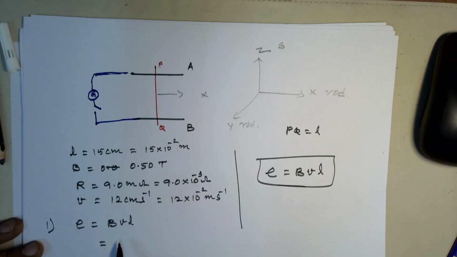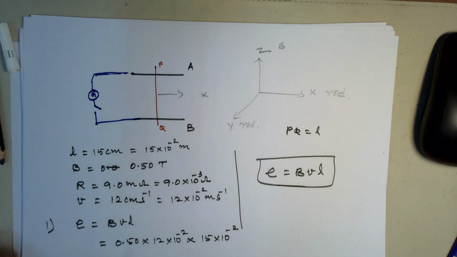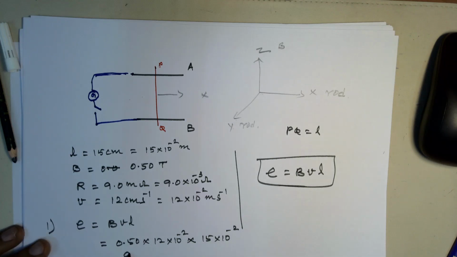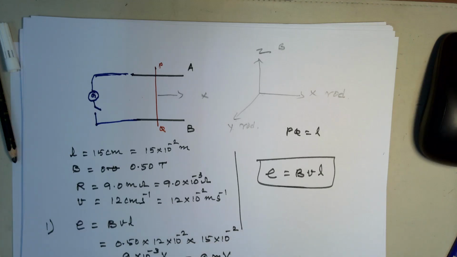So what is B? 0.5 into what is the velocity here? 12 into 10 power minus 2 meter per second. And then what is the L, length? 15 into 10 power minus 2 meters. So get me the answer for this. Do it first quick. How much? So 9 into 10 power minus 3 volt. So that is nothing but 9 millivolt. Okay. So this is the induced EMF. So we have done the first one.